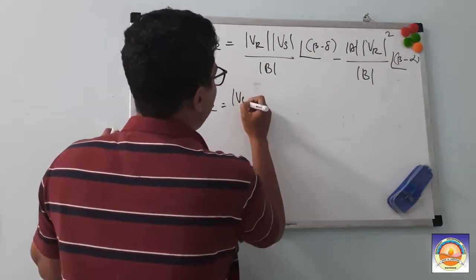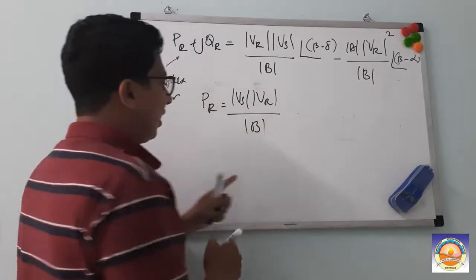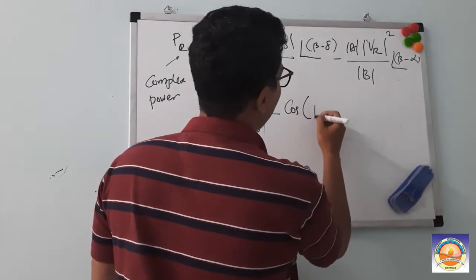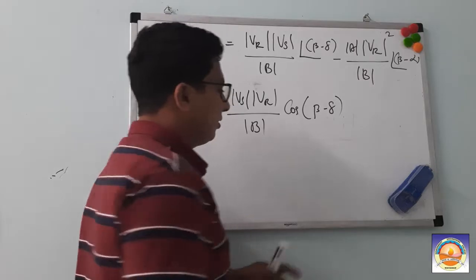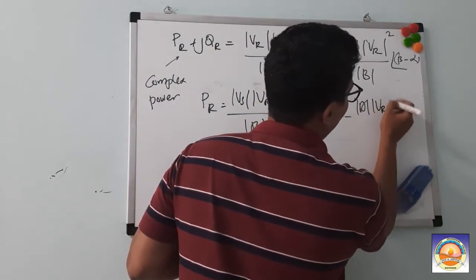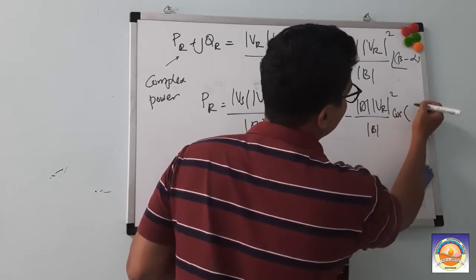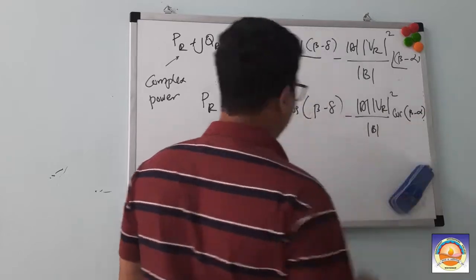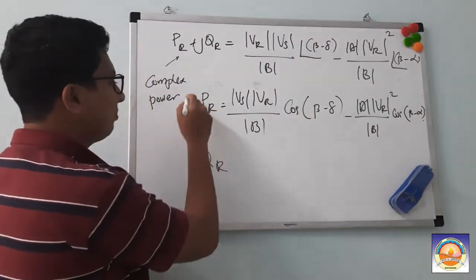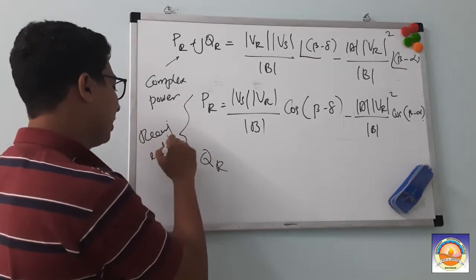Whatever this thing is, the cosine of that will give me the active power PR. So Vs VR divided by B into the cosine of the angle beta minus delta, that is the first part, minus A VR square by B cos of the angle beta minus alpha. So that is my active power equation. Similarly QR. These are both expressed at the receiving end.